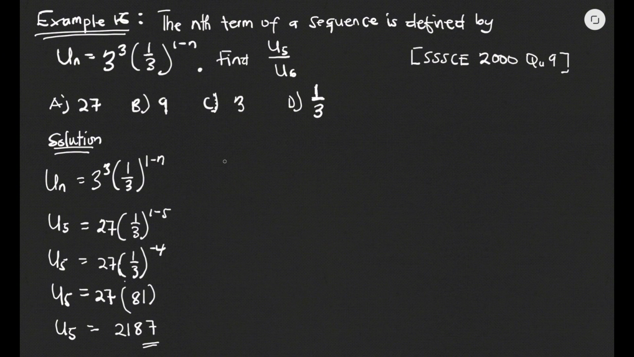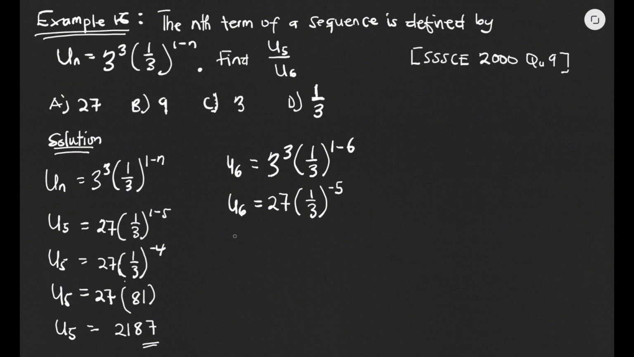All right, so let's look at u6. u6 will be equal to 3 raised to the power 3 multiplied by 1/3, and then raised to the power 1 minus 6 in this case. So our u6 is 27 multiplied by 1/3 raised to the power negative 5. 1/3 raised to the power negative 5 will give me 243. And then if I multiply 243 by 27, I'm going to get 6,561.